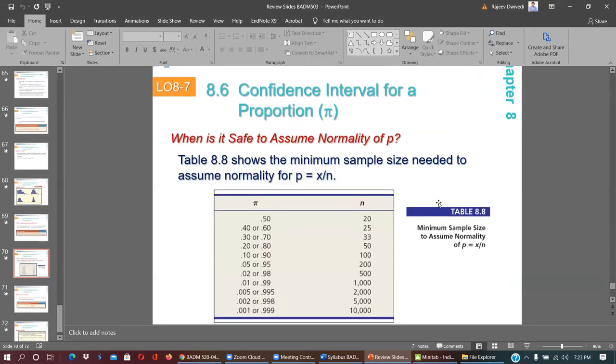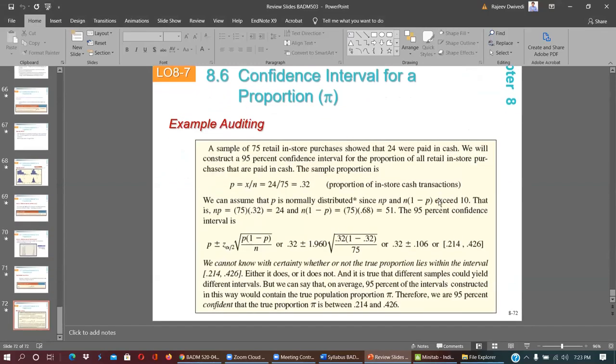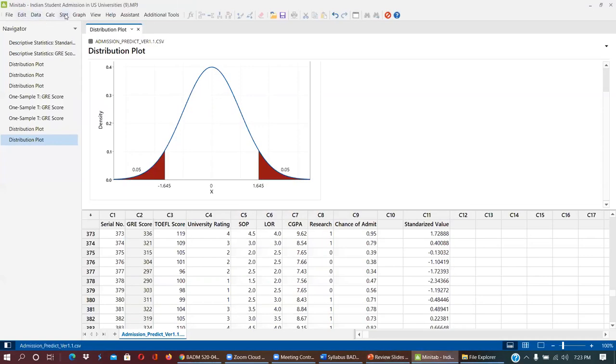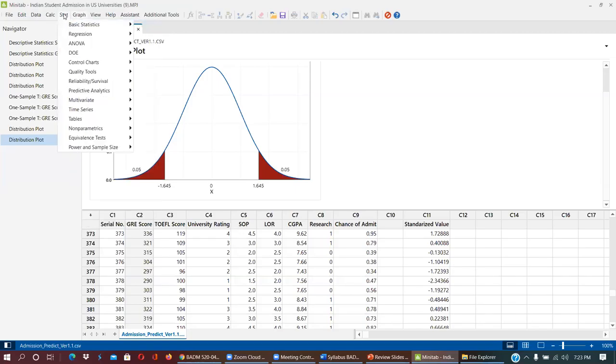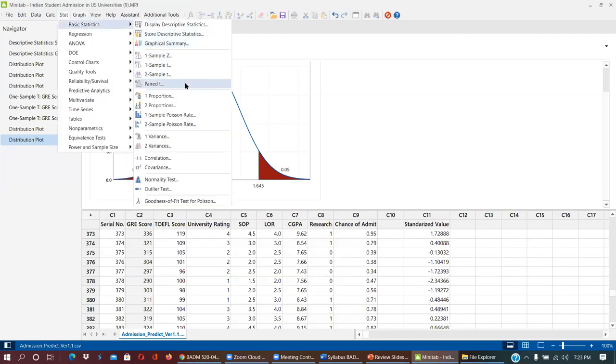So the confidence interval for proportion, that you can also do here. When we go to Stat, Basic Statistics, under this we have the one proportion test. So this can also be done.